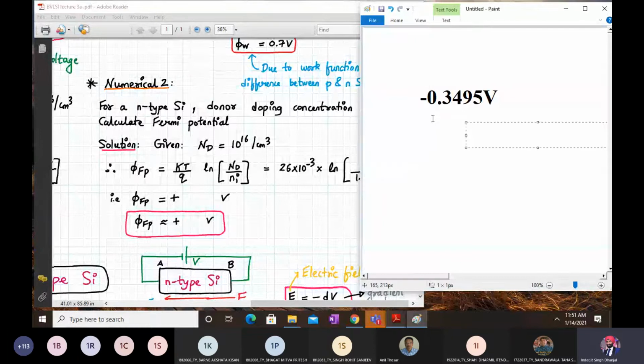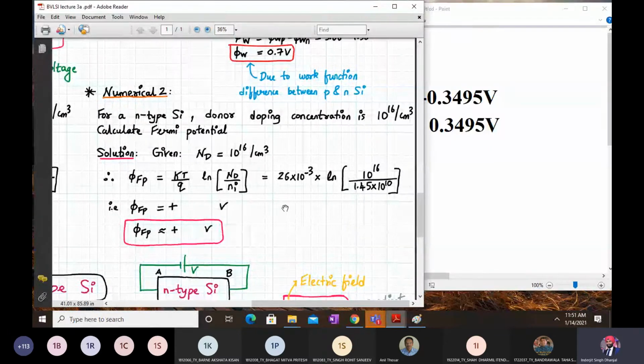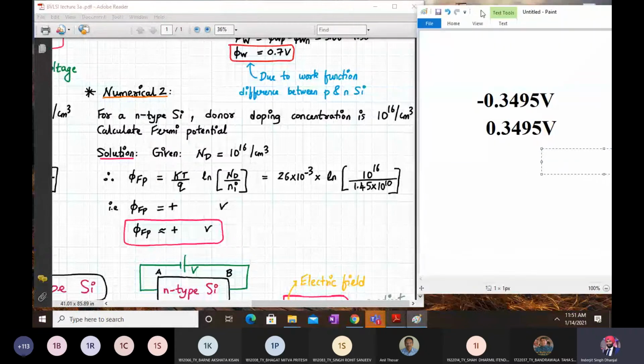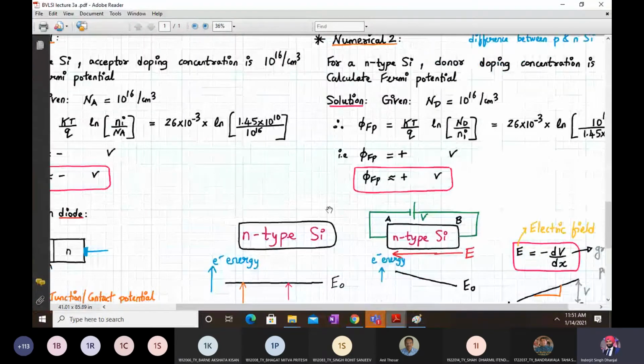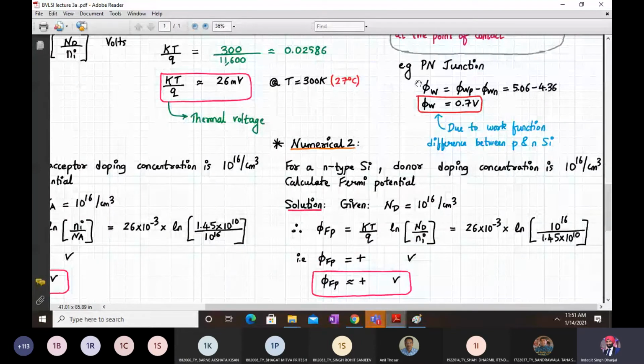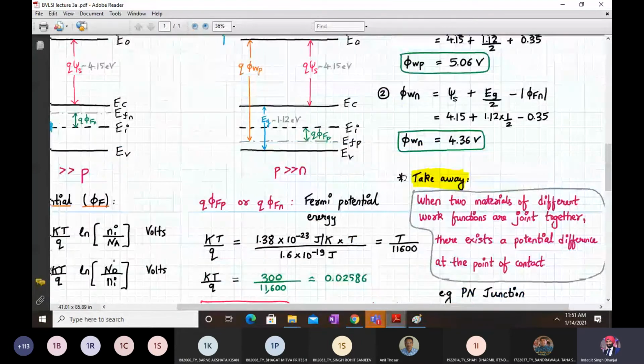Yes, you are getting the same number, but a positive value, correct? 0.3495 volts. So this is your phi Fn. I had written it incorrectly as phi Fp. All of you are getting 0.3495. Very good. So we can approximate this as 0.35 and the earlier one as minus 0.35, correct?